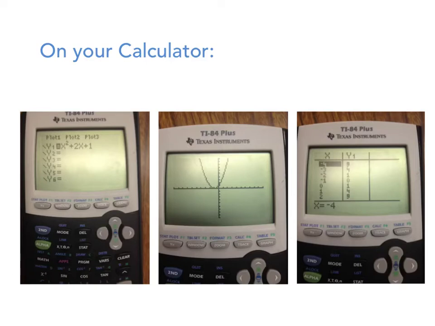And then also, I can easily see my table by just hitting second function table, and it gives me my table values that match what we had in our last one.